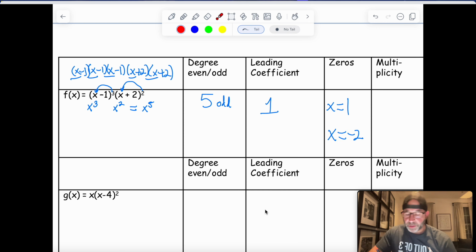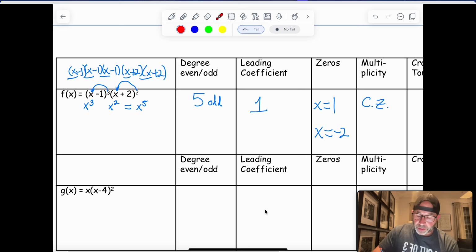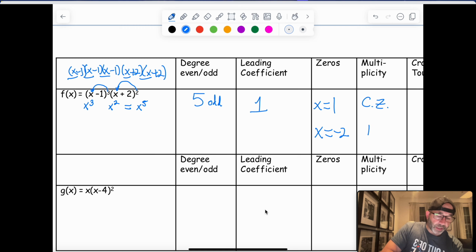Okay, let's go back and look at this one. The x minus 1 to the 3rd power, when we look at this, it's an odd power. That means it's going to be a crossing zero. So this will be a CZ. The other one in this, when we look at it, that x plus 2 squared, that's an even power. That means that this is going to be a turning zero.